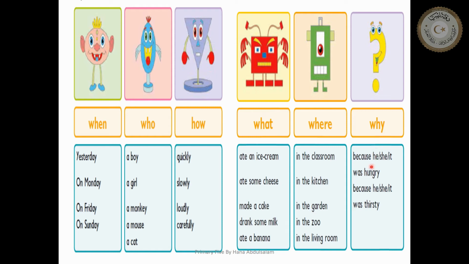"Why?" Because he was hungry. Because she was hungry. Because it was hungry. Because he was thirsty. Because she was thirsty. Because it was thirsty. Ready? So when, choose one from here. Who, choose one from what we have under it. So now we will choose another example.